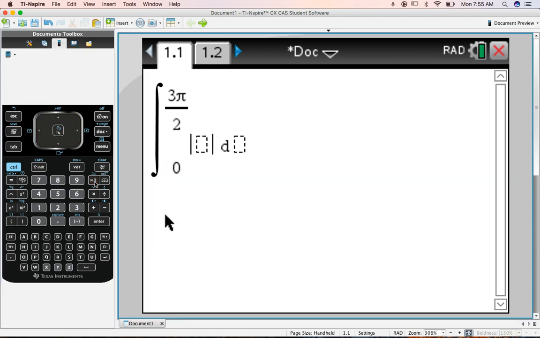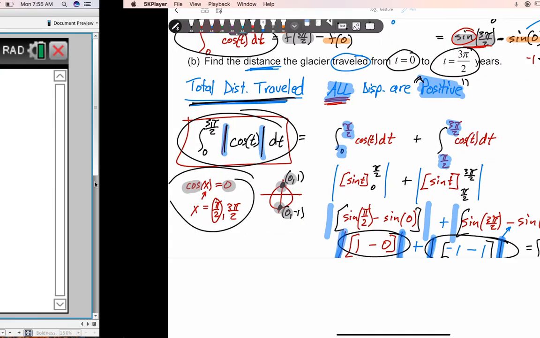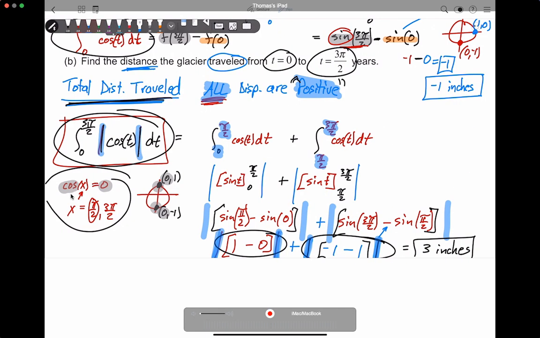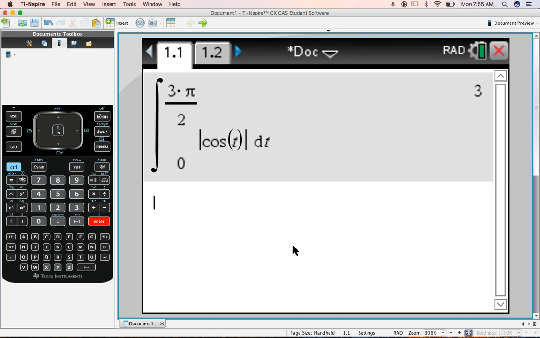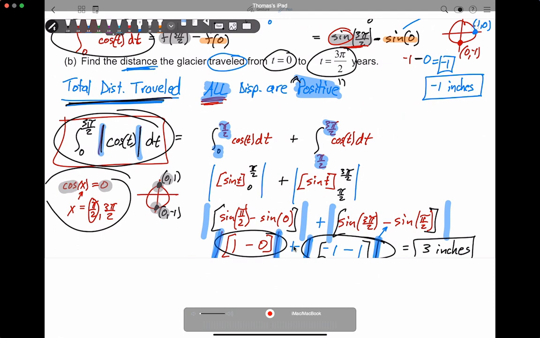And what the calculator is doing is what we just did all by hand of finding this x-intercept and then breaking it up into two separate integrals, and then taking the absolute value at the end. This calculator is going to do it all in one shot. So we'll say cosine of t, and then it's with respect to t, and we get 3, just like we got over here as far as 3 inches.